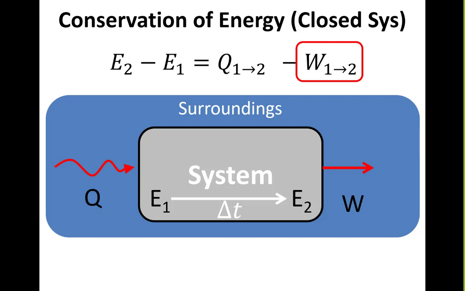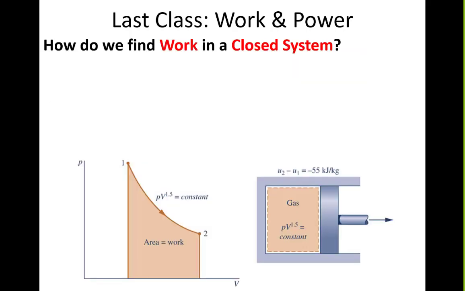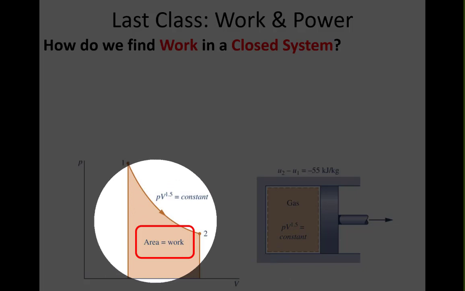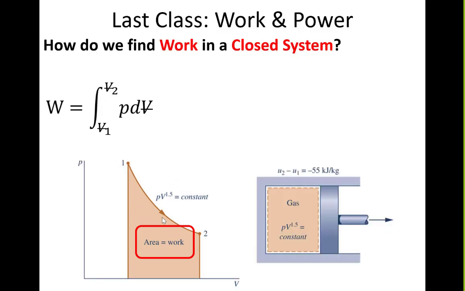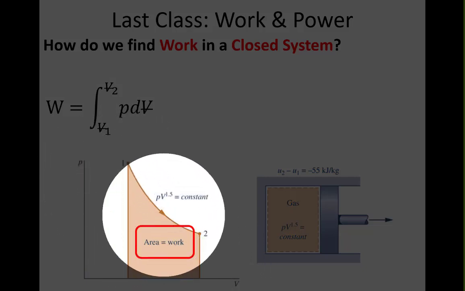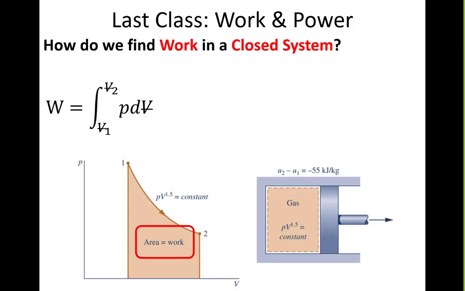Now, the good news is we already have a process for finding work. We talked about last class that we can find work in a closed system as the area under the PV curve. These pressure versus volume diagrams are going to be pretty important to us, because we know that work is the integral of P dV. Which means if I can sketch out this PV diagram, then the work done by the process is the area under that curve. That's what this is saying.